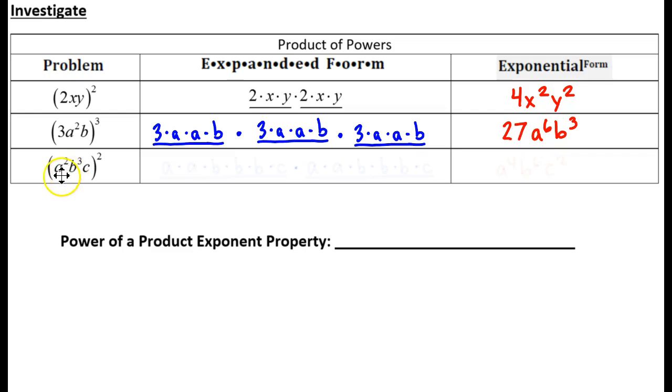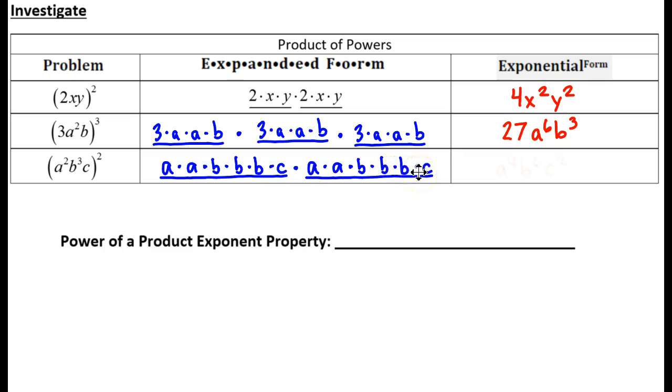In this last problem, I have a to the 2nd, which is a times a, b to the 3rd, which is b times b times b, times c. And it wants me to do this twice. So expanded form, I have a times a times b times b times b times c. So again, a squared, b to the 3rd, and I'm multiplying that by itself 2 times. So a times a squared, b times b is b to the 3rd, times c.